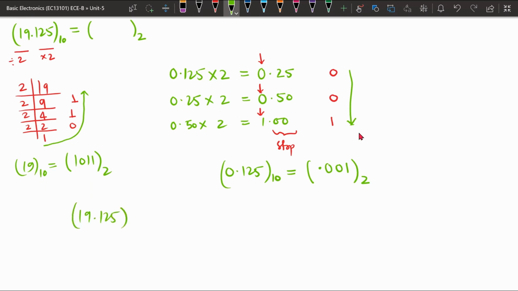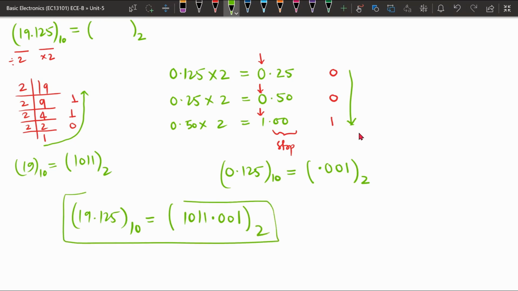So by combining both, we can see that 19.125 in decimal will be equivalent to 1011 for the integer part, and for the fractional part 0.125 we get 001. So that will be the equivalent binary representation.